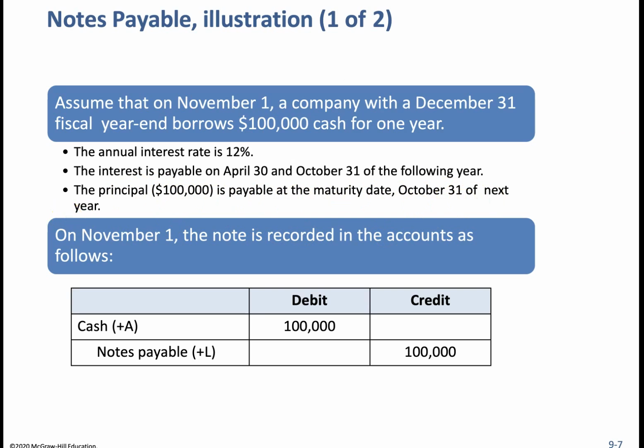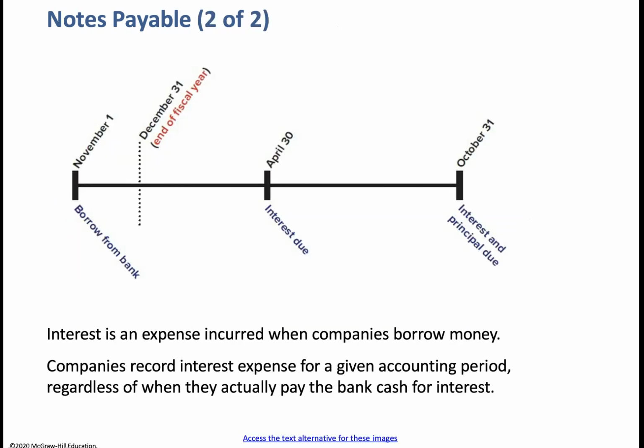So if you look at the timeline, the borrowing date is November the 1st, and it lasts for a year, to October 31st of next year. And this is very common, that a long-term debt or notes payable would set the interest date every 6 months. So April 30th is basically the midpoint of a year duration.